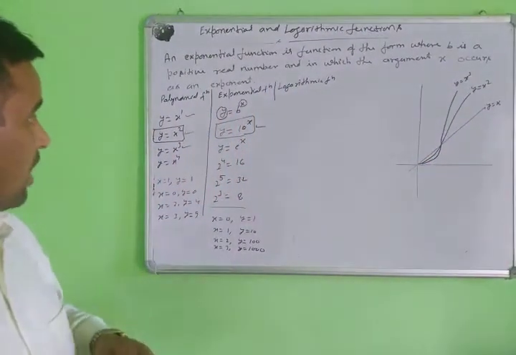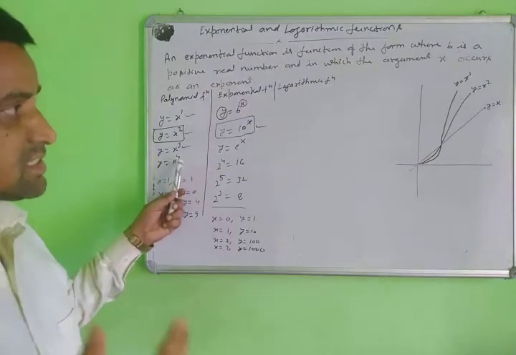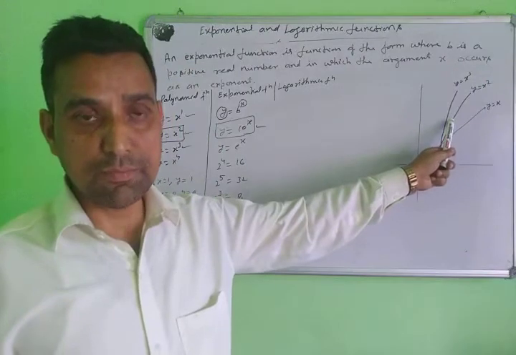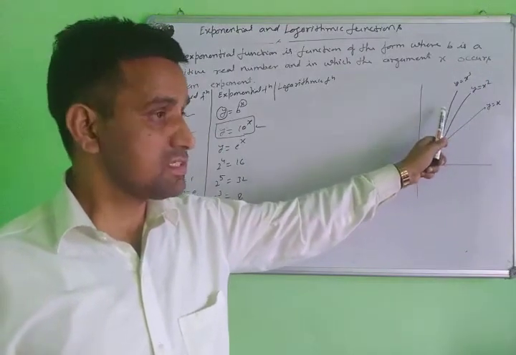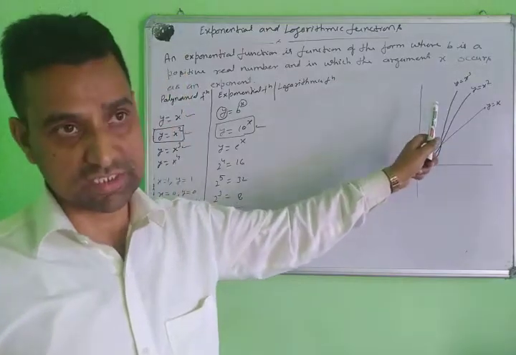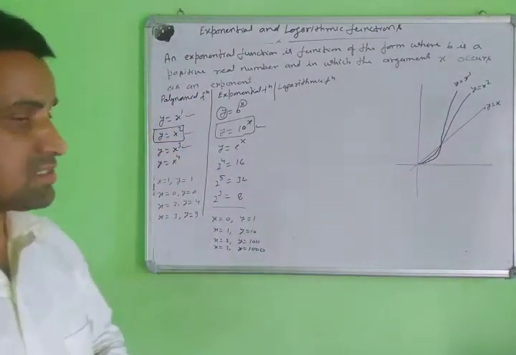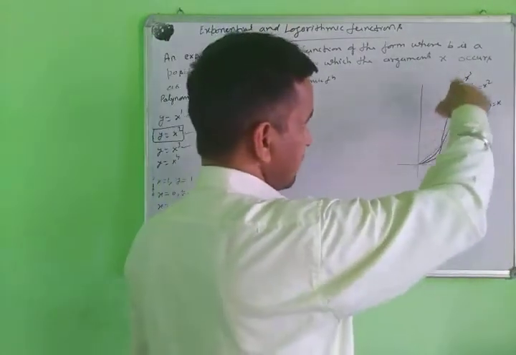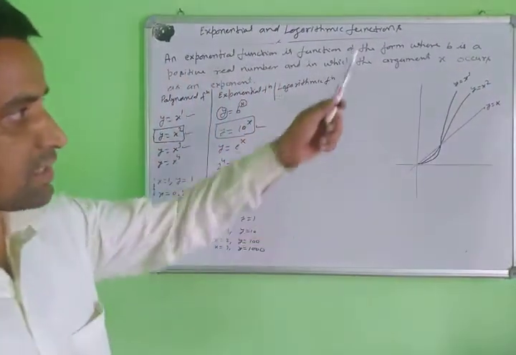It means when the power of x is increased, then the graph will be steeper here. It means the graph will be more steep toward the y-axis. Steeper here means the slope of the graph is more here.